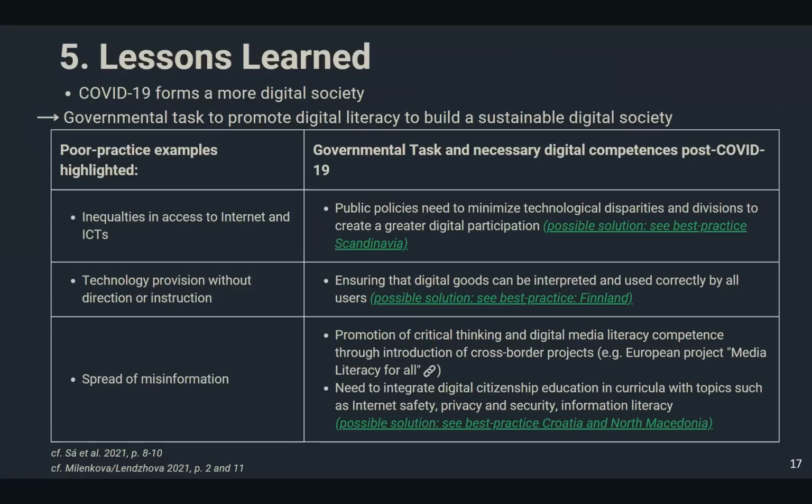Regarding the spread of fake news in times of COVID, countries should promote critical thinking competencies through, for example, the introduction of cross-border projects like the European project Media Literacy for All. With regard to the promotion of such skills, the role of education is indisputable. Therefore, governments should think about integrating digital citizenship education in curricula with topics such as internet safety or information literacy.